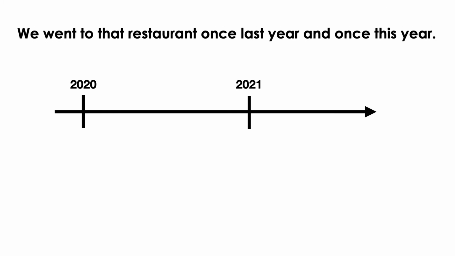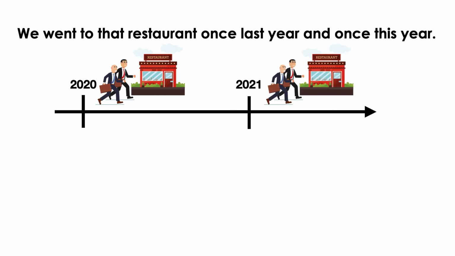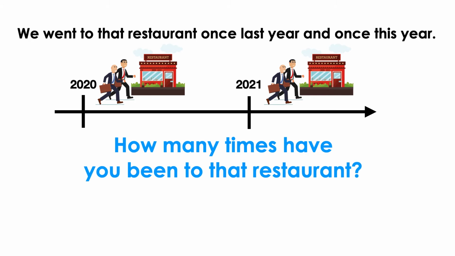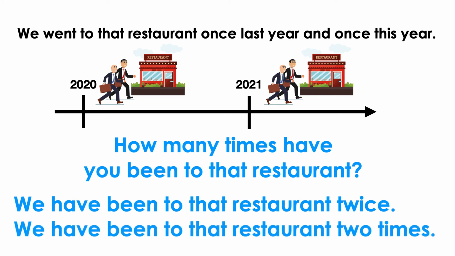We went to that restaurant once last year and once this year. So you could ask, how many times have you been to that restaurant? We have been to that restaurant twice. Or, we have been to that restaurant 2 times.